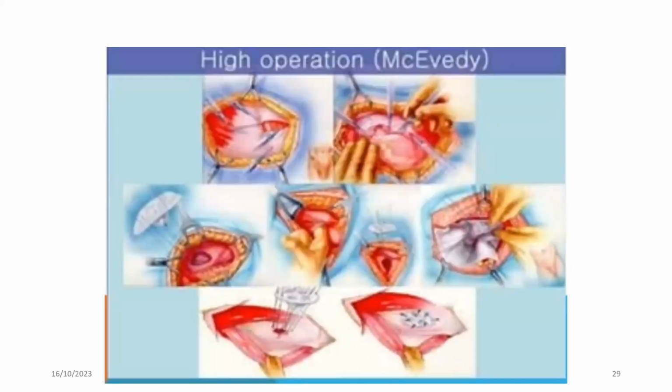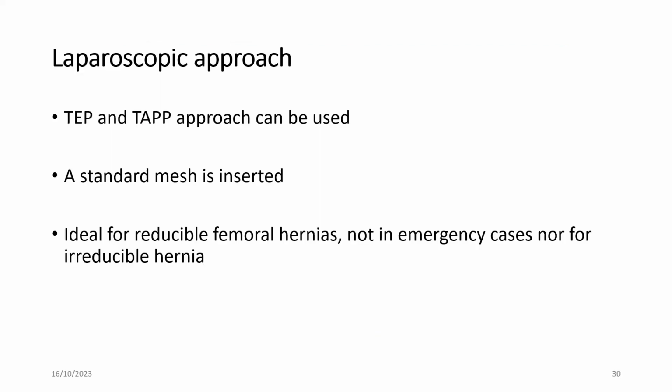This is the pictorial representation of the high operation. In the laparoscopic approach, we can use a total extraperitoneal repair or a transabdominal preperitoneal repair. Standard mesh is inserted, and this is usually ideal for reducible femoral hernias. It's not ideal for emergency cases or for irreducible femoral hernias.